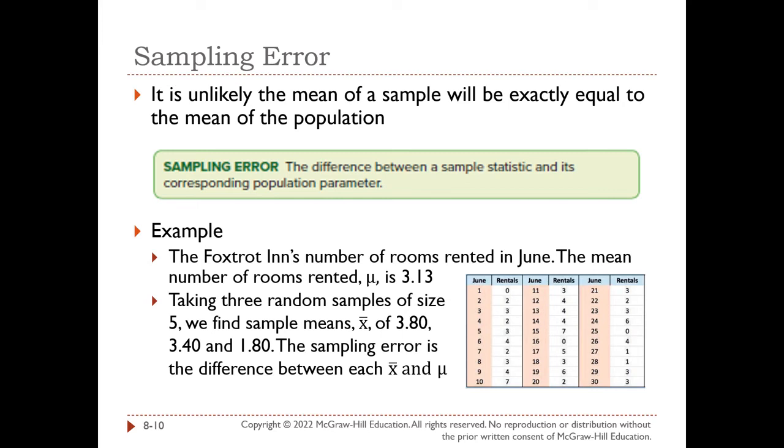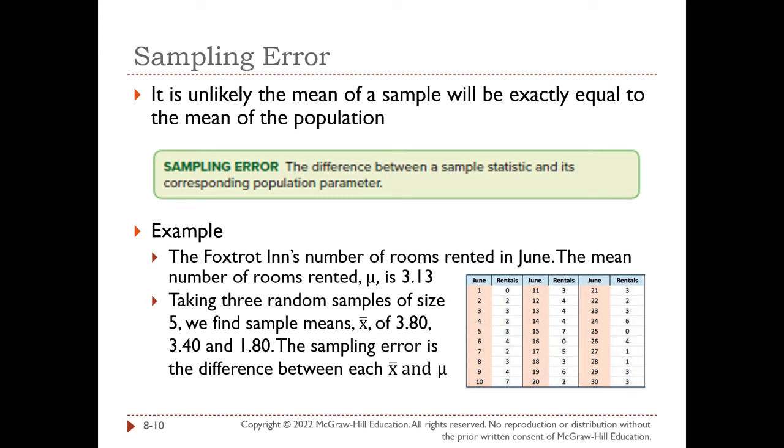Okay, so for example, the Foxtrot Inn number of rooms rented in June, the mean number of rooms rented, mu, is 3.13. Now if we take 3 random samples of size 5, we find the sample means, x bar, of 3.80, 3.40, and 1.80. The sampling error is the difference between each x bar and mu.